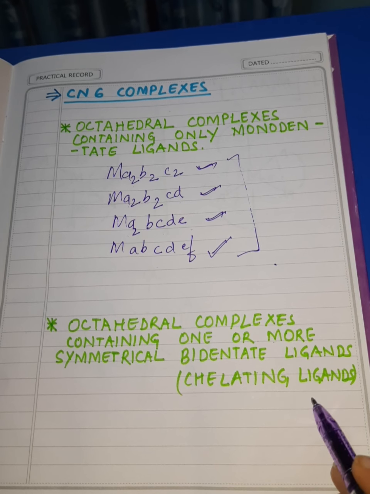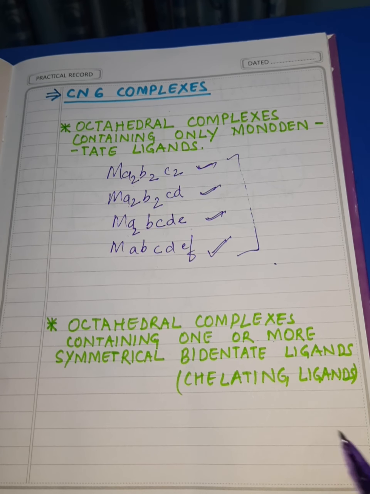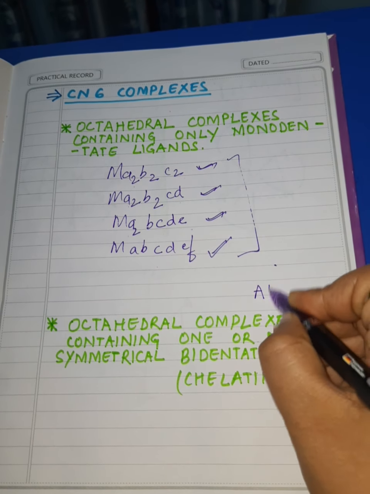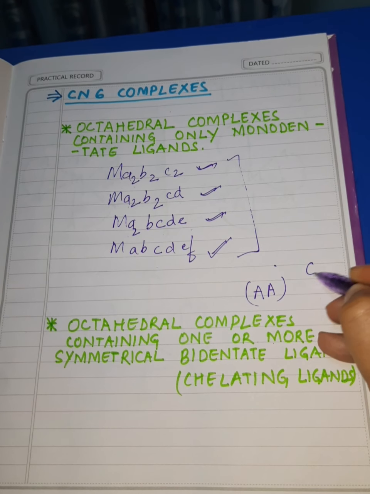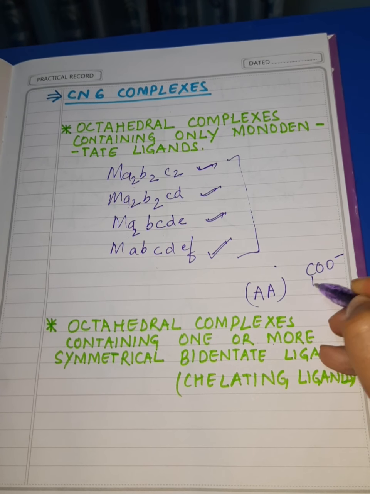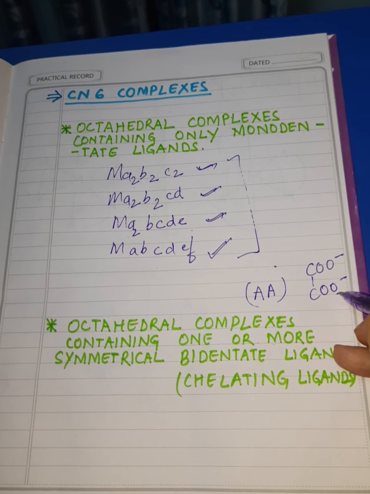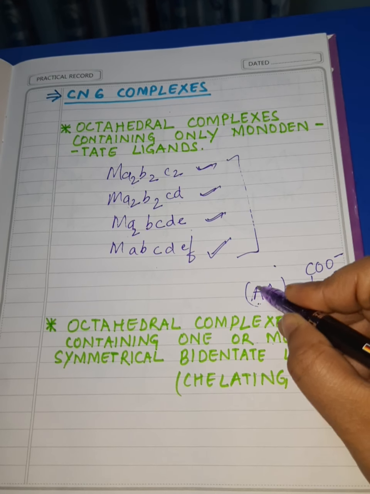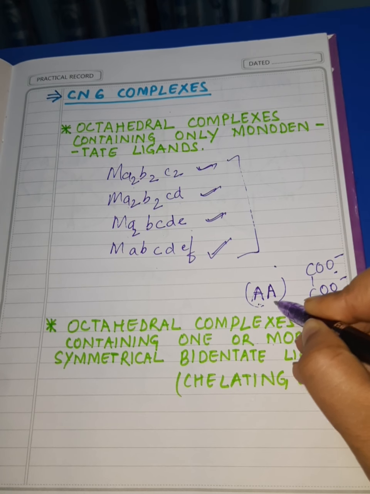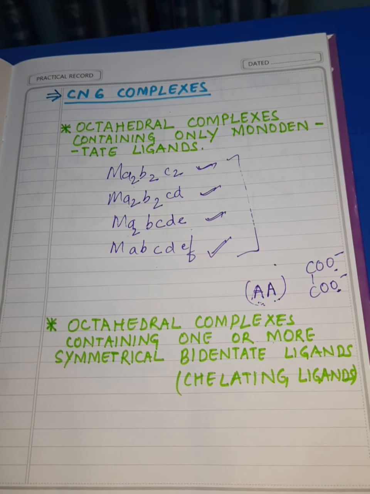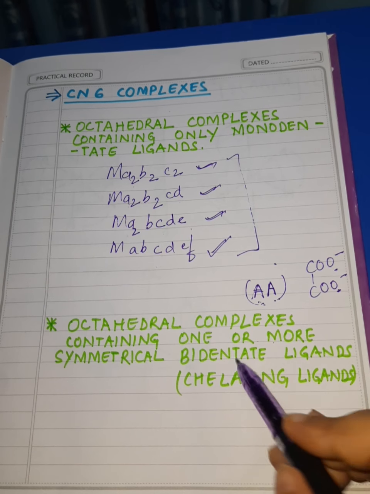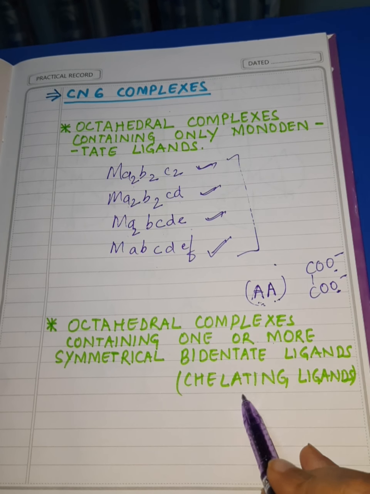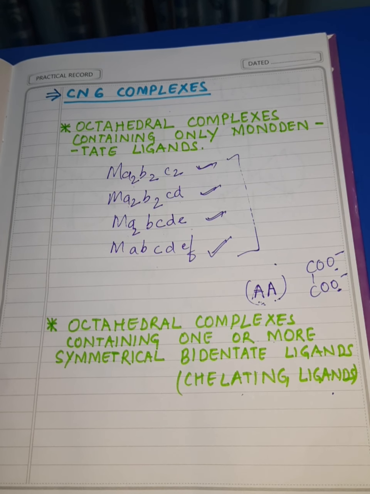Now when it comes to the octahedral complexes containing one or more symmetrical bidentate ligand, what is the meaning of symmetrical bidentate ligand? In the previous video I explained that, like AA type. The best example for this I taught you is oxalato, where both the donor atoms are the same. That's the reason I represent it using AA type. Both the donor atoms of the bidentate ligand are the same. Such ligands are chelating ligands because they give rise to chelation. I hope you understand the meaning of chelation.